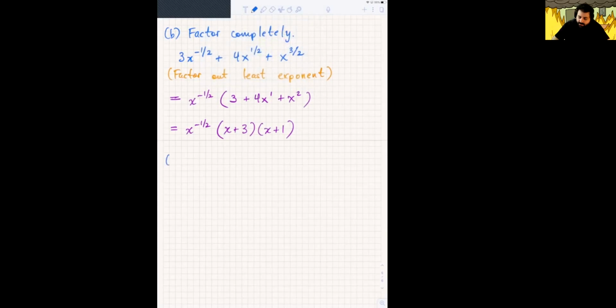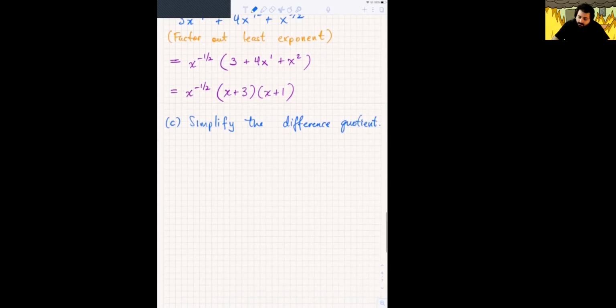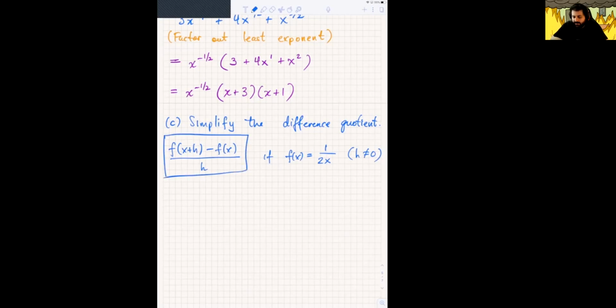All right, let's do one more with algebraic expressions. So simplify the following algebraic or difference quotient. I want you to simplify f of x plus h minus f of x, all over h. And I'm telling you that f of x is, let's say, 1 over 2x. And also assume that h is not equal to 0. So simplify that expression as much as you can, given that function.